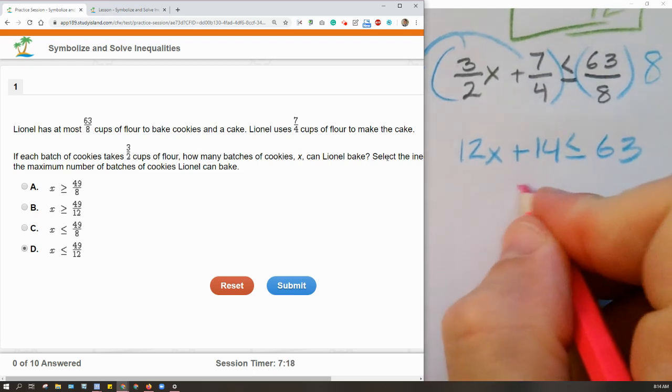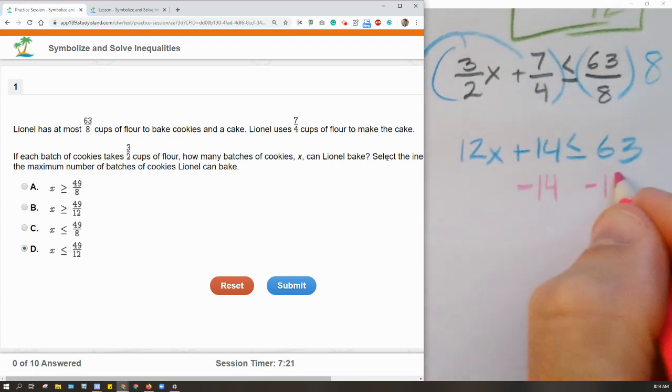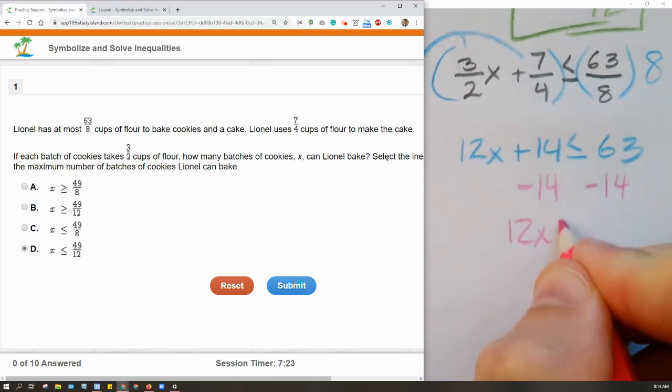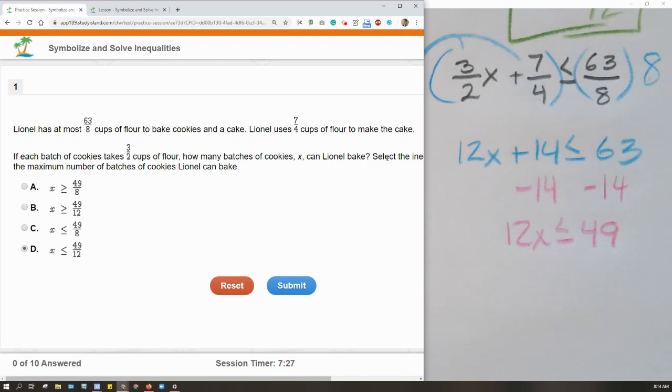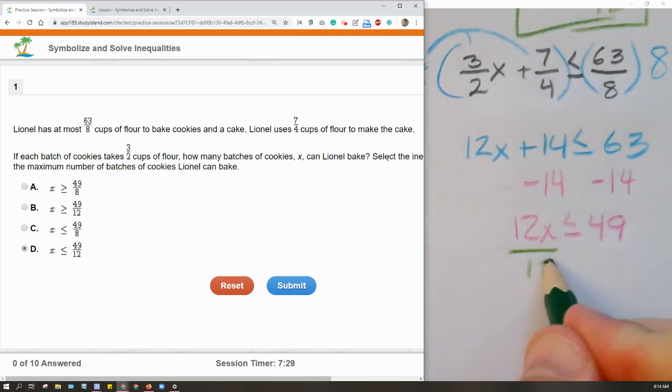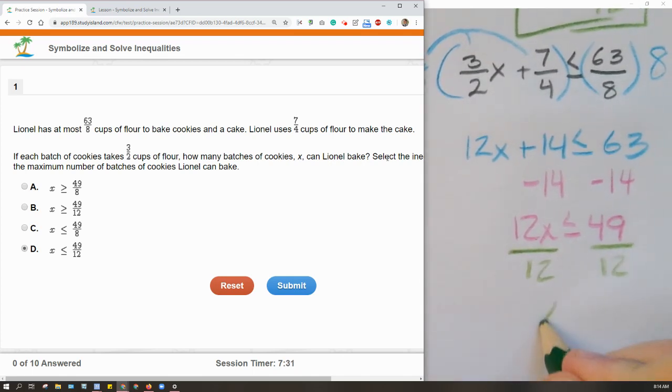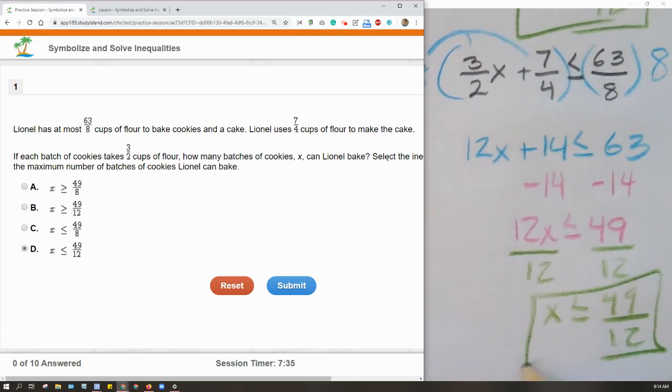And I solve that by subtracting 14 from both sides, and I get 12x is less than or equal to 49. And last but not least, I can divide both sides by 12. And if you divide both sides by 12, you get x is less than or equal to 49 twelfths. So there you go.